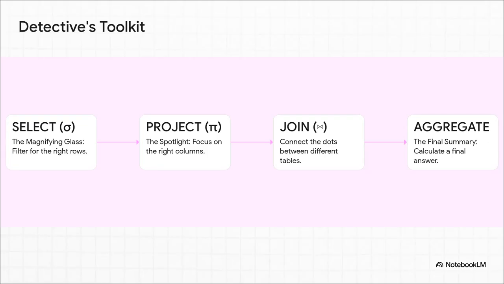So let's do a quick recap of our Complete Detective's toolkit. Step 1, we use the Select magnifying glass to find the right rows. Step 2, we use the Project spotlight to focus on just the columns we need. Step 3, we connect different tables with a smart join. And finally, Step 4, we summarize our findings with an aggregate function to get that one final answer.